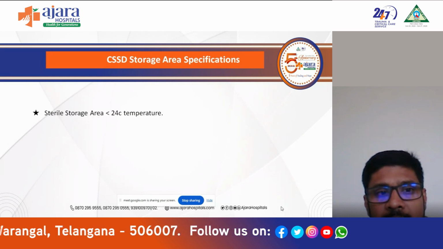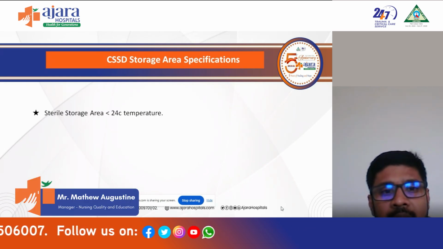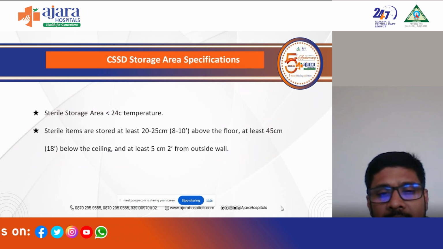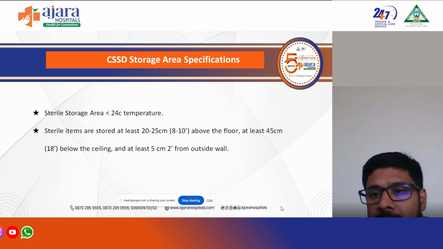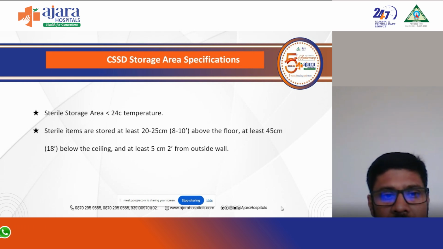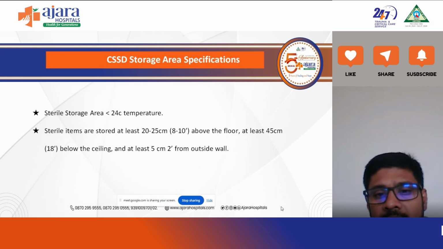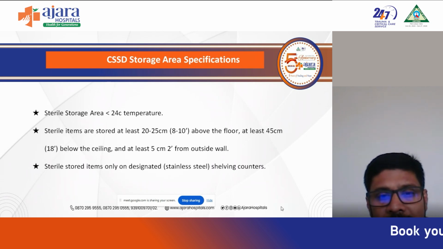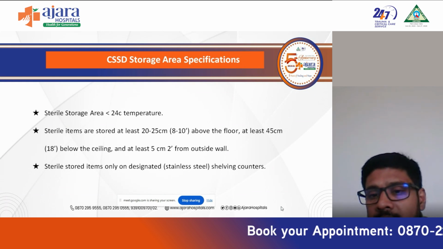CSSD storage area specification. We already mentioned that in the storage area the temperature should be less than 25 degrees Celsius, and sterile items are stored at least 20 to 25 centimeters above the floor to prevent contamination, below the ceiling, and at least 5 centimeters from the outside wall. These are some standards we need to maintain in the storage area. Sterile items are stored in designated places.